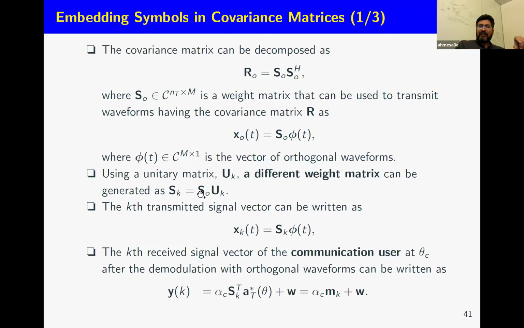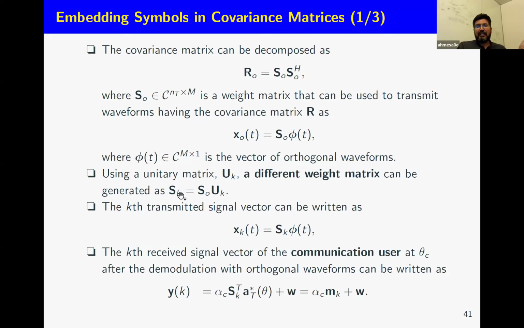Now, if S naught gives me R naught, and I multiply S naught with U_k, where U_k is a unitary matrix, what will happen? It will not change the beam pattern. The beam pattern will remain the same, as the covariance matrix will not change, because if I multiply S naught U_k with U_k Hermitian S naught Hermitian, U_k times U_k Hermitian becomes the identity matrix, and then we have S naught and S naught Hermitian, which is again R naught. So in this case, I can transmit S naught U_k, and this will be my received signal at the user.